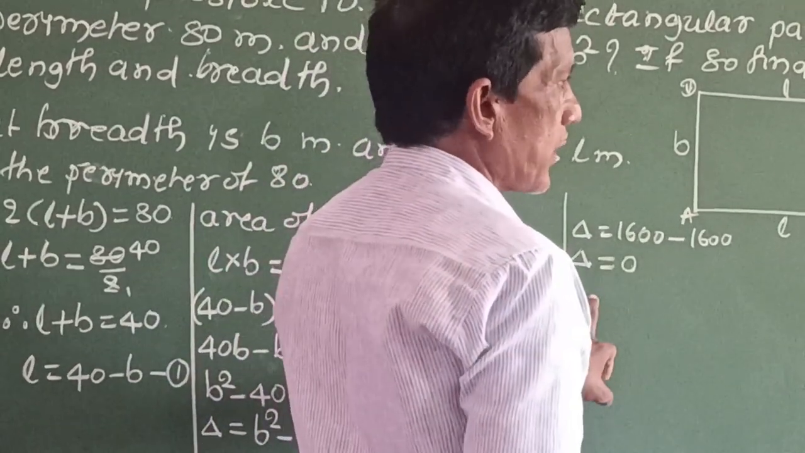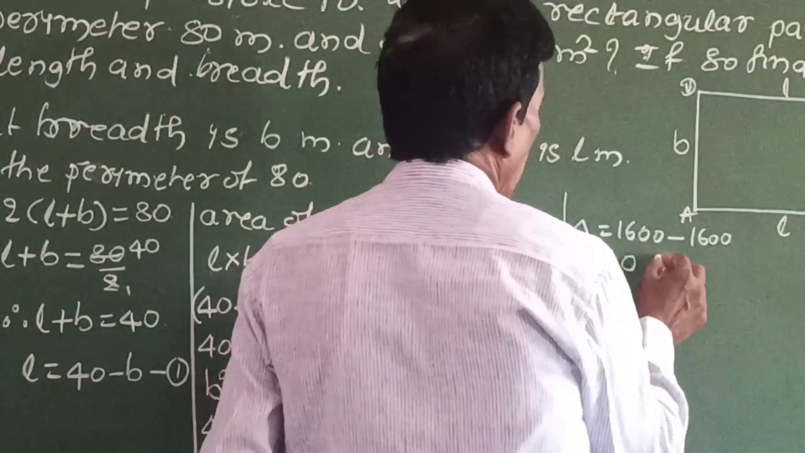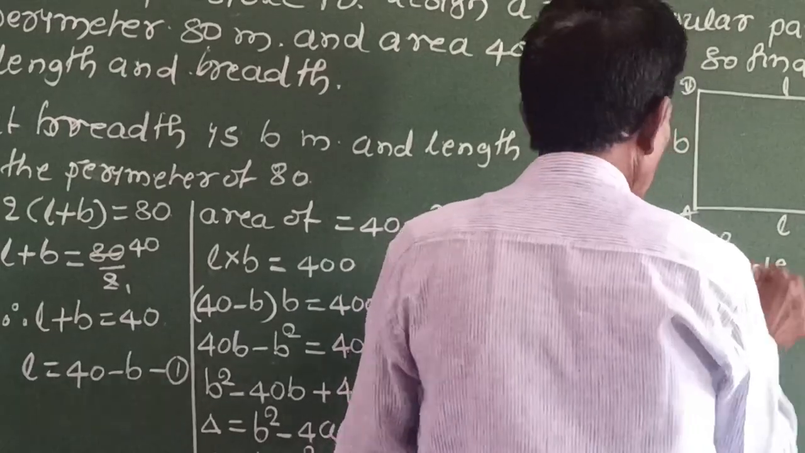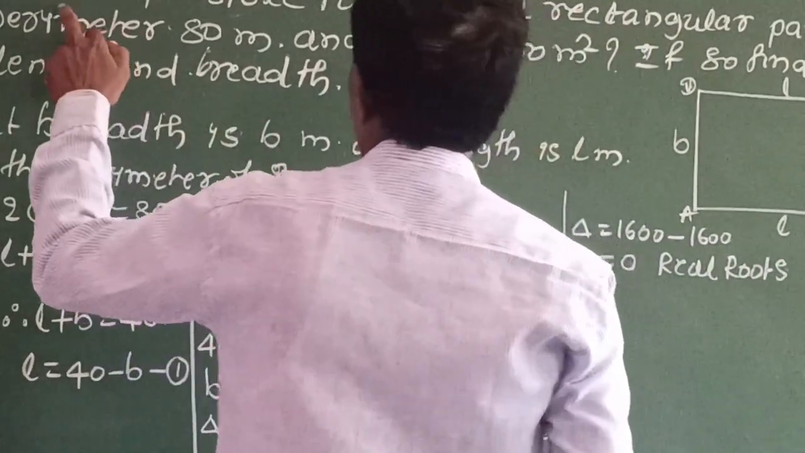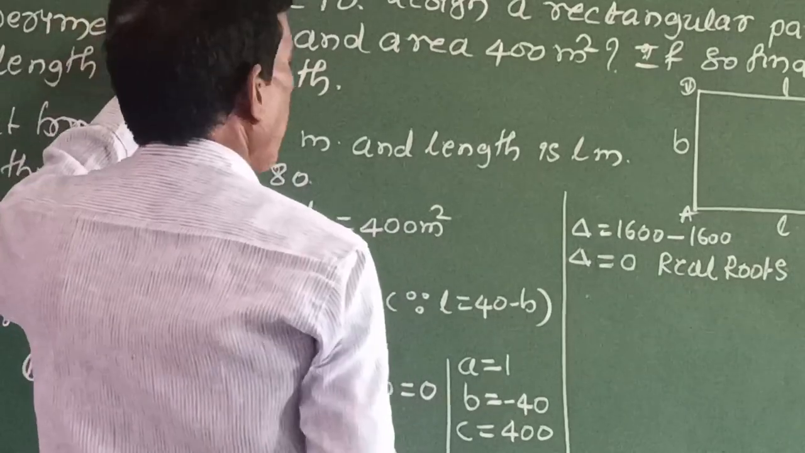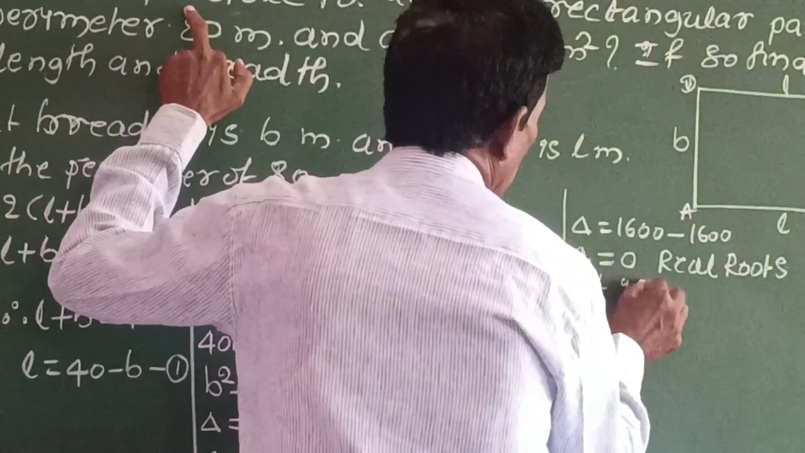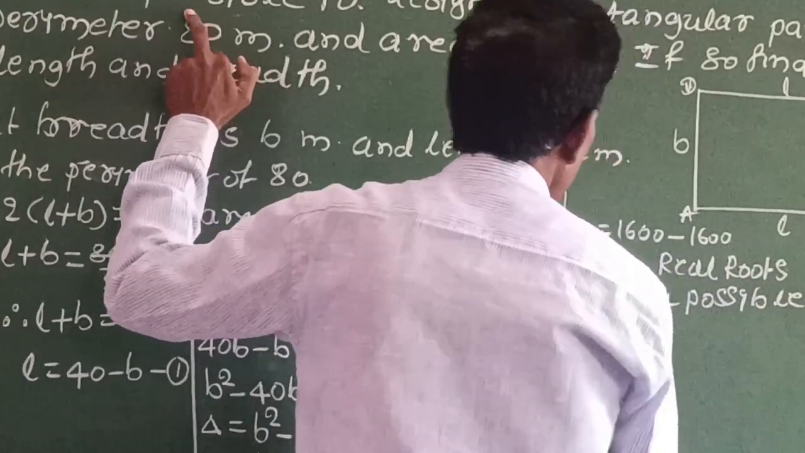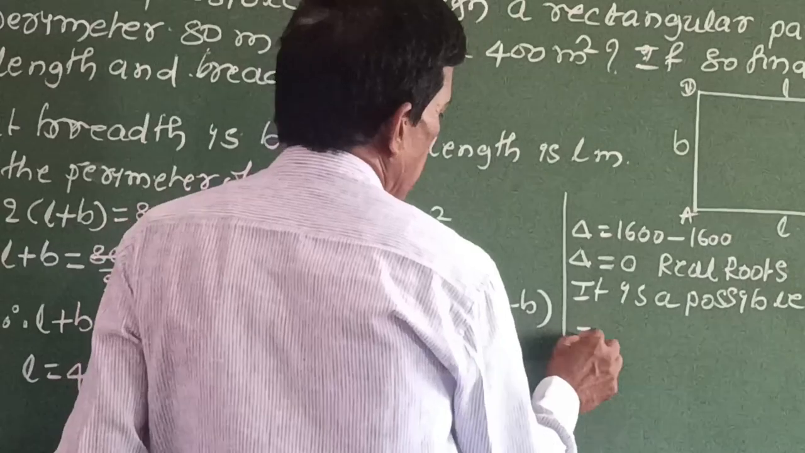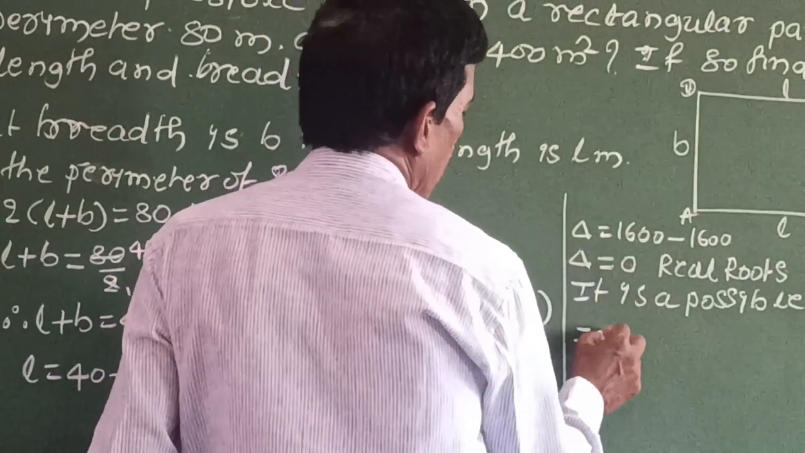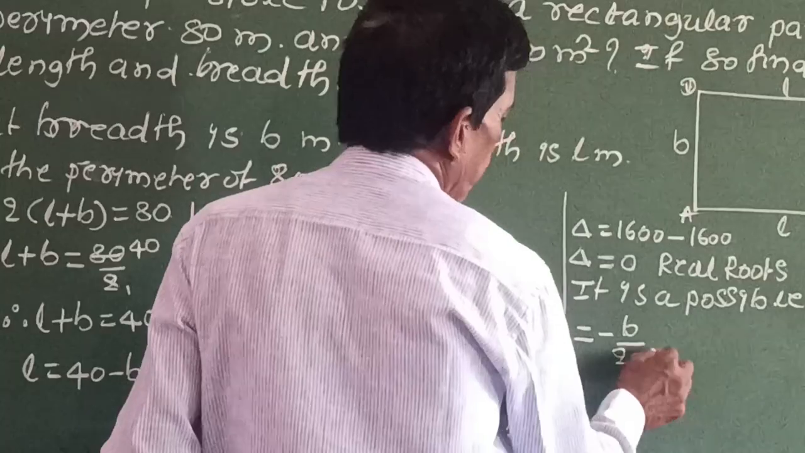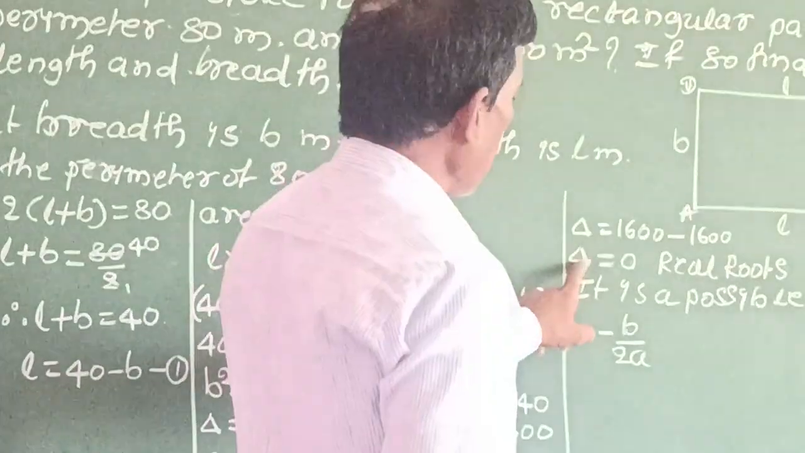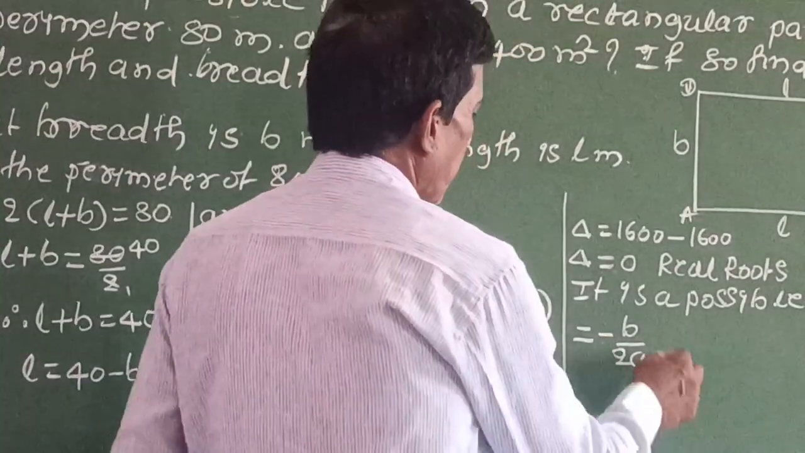Delta 0 means the roots are same, real roots. Real roots are same. So is it possible? It is possible. It is possible, and it means find the answer. So therefore, directly, because delta equal to 0, use the rule of minus B by 2A.